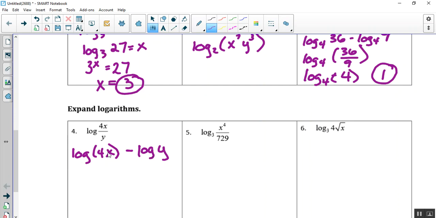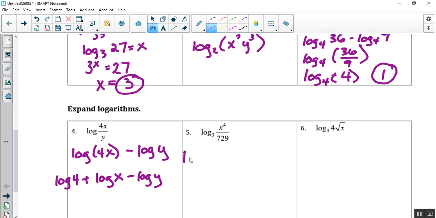And I can actually split this up as well. If I have the log of a product, I can make it the sum of the logs. So I can have log 4 plus log x minus log y. Okay, same thing here. So you might want to give this one a try before you listen.